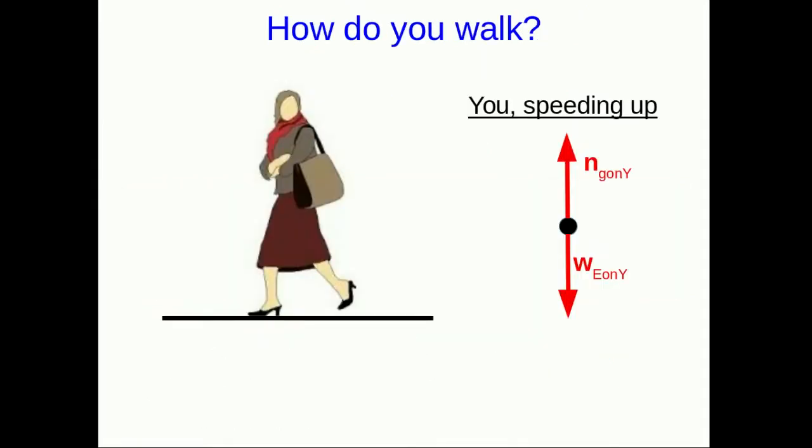Well, here's one of these ridiculous questions that only children and scientists, who after all are just children who never grew up, will ever ask. How do you walk? Well, let's start off by thinking about this person walking, and let's say they're speeding up to the left. And so here's a free body diagram. And if they're speeding up to the left, then F net must point left.